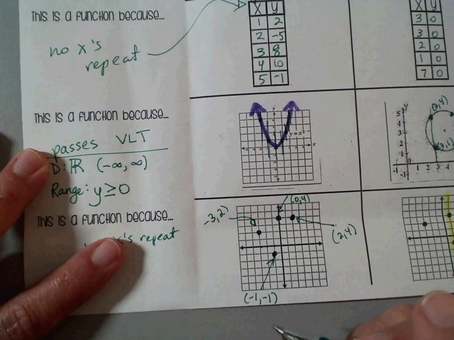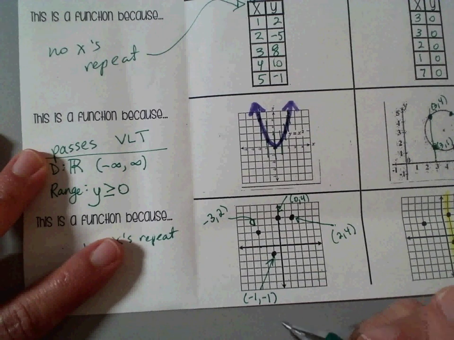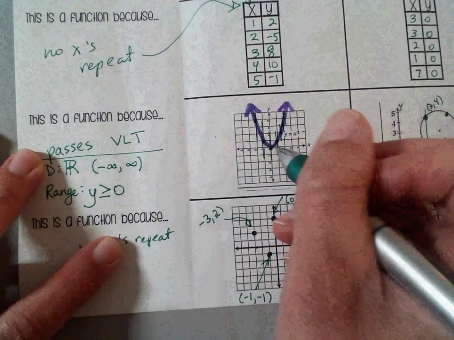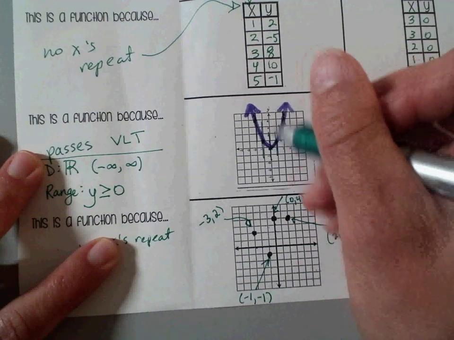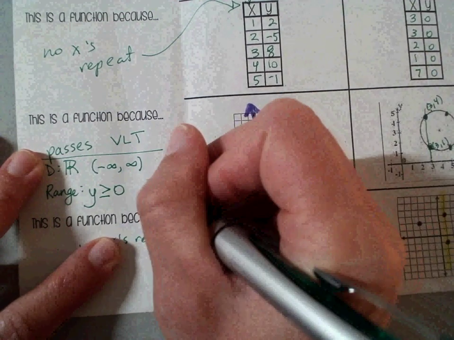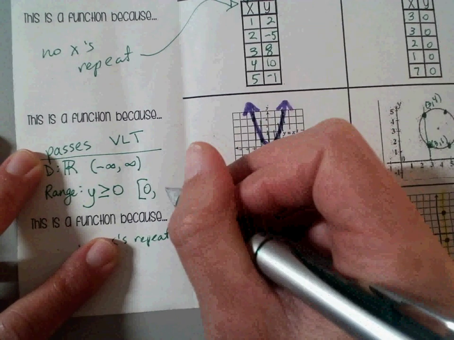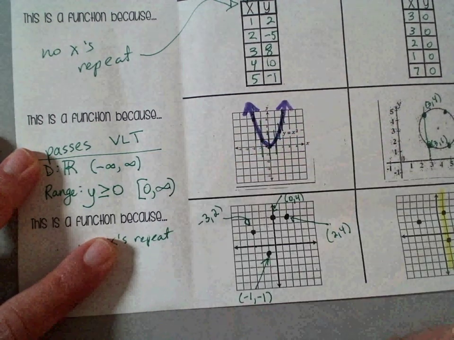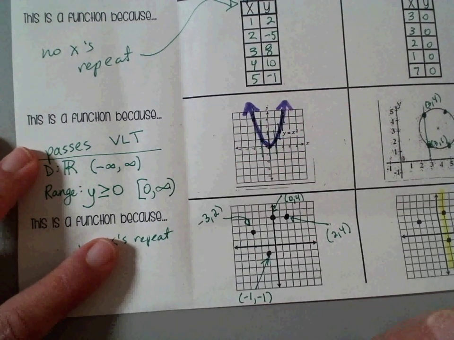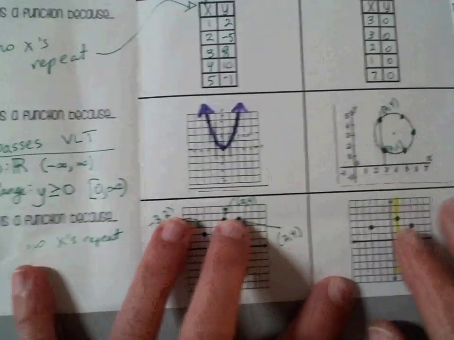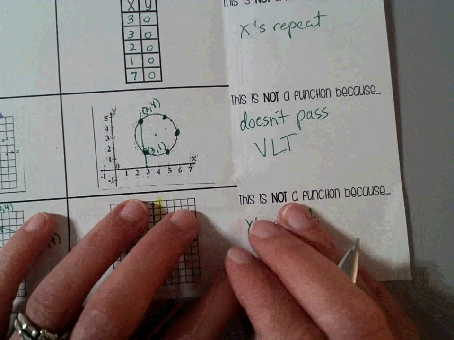Anybody remember how to write that in interval notation? Where does it start? 0. It starts only on the y. Just think the y numbers. It starts at 0, so we put bracket 0, and where does it go to? Infinity. So it would look like that in interval notation. Okay, let's do the circle real quick, and then we'll be done with this side.